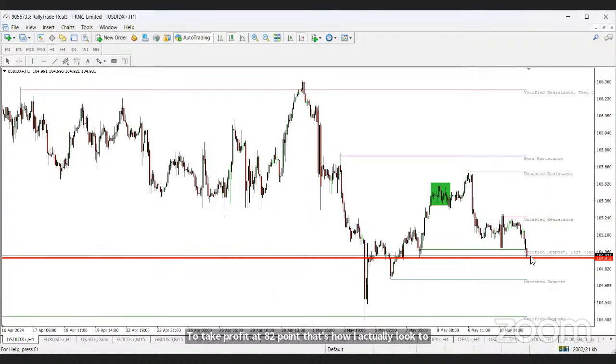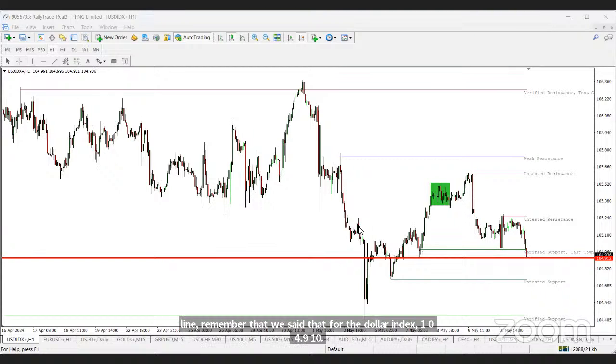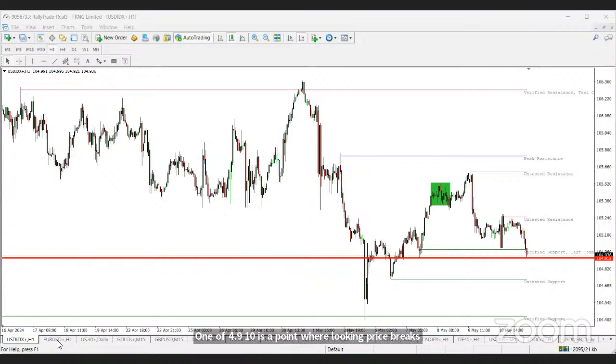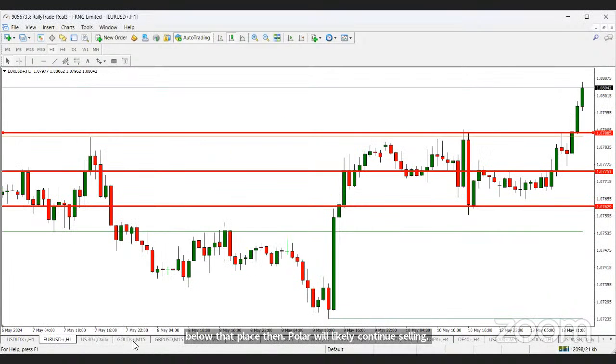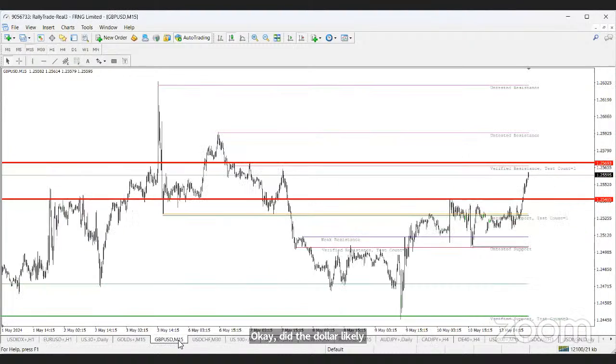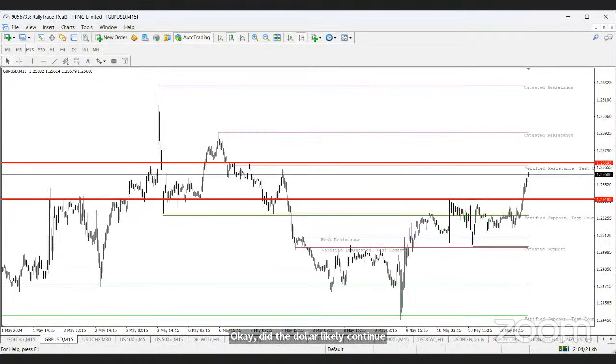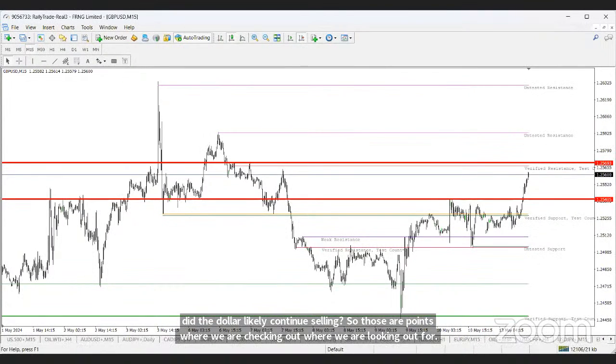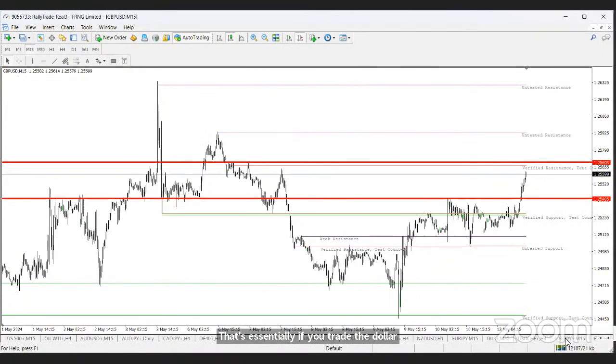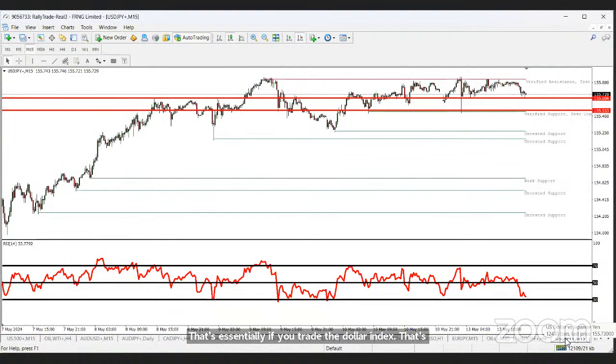So remember that we said, back to checking the dollar index, that for the dollar index, 104.910 is a point we're looking at. If price breaks below that place, then the dollar will likely continue selling. So those are points we're looking out for, especially if you trade the dollar index. That's a point you want to look out for. You understand? We do not have much volatility today.